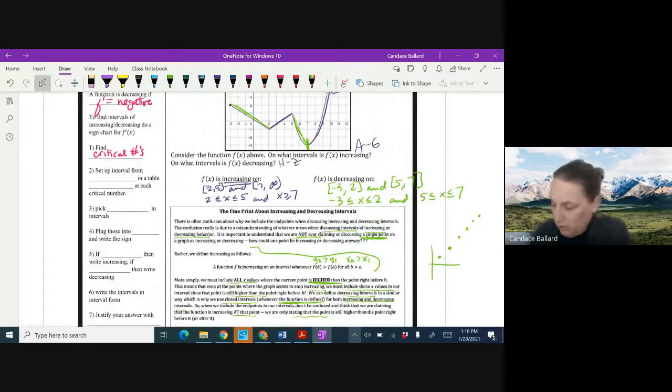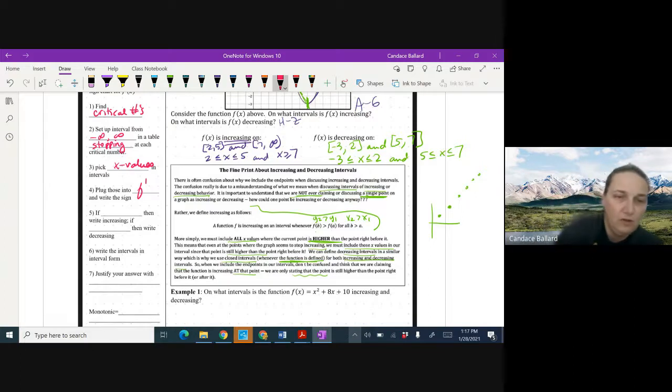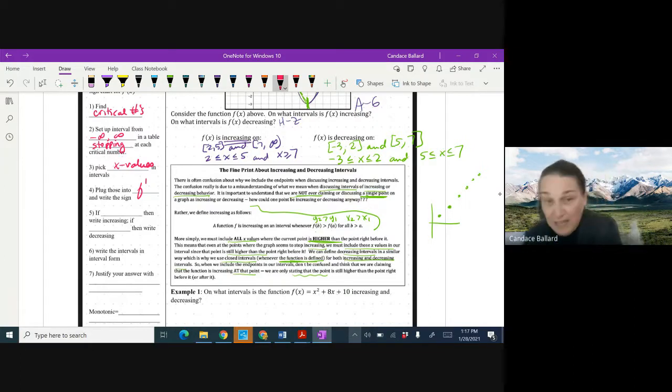Set up the interval from negative infinity to infinity in a table, stopping at each critical number. We're then going to pick x values. You get to pick your own x values in the interval. We're going to plug those into f prime. Oh, I totally have the wrong thing written there. I gave them the wrong thing. I have to fix it. If positive, then write increasing. If negative, then write decreasing.